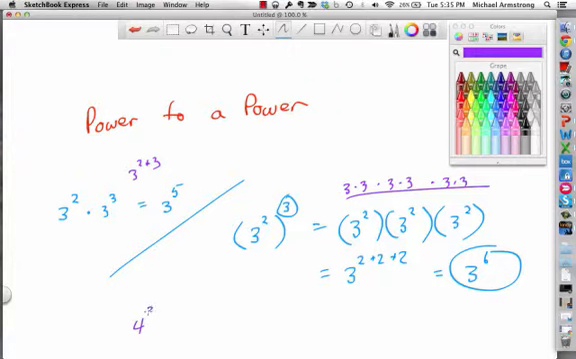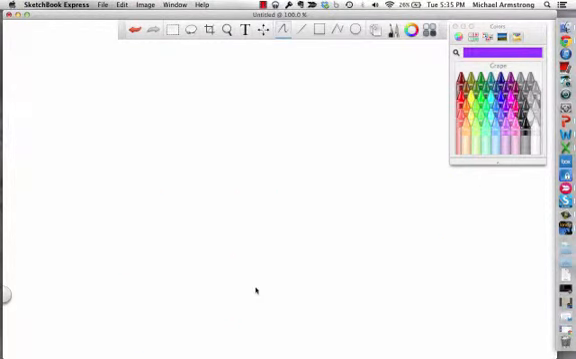So 4 to the third power to the fifth power is actually going to be 4 to the 15th power, because 3 times 5 is 15. So we can show you real quick what that looks like. This is the example in the book.